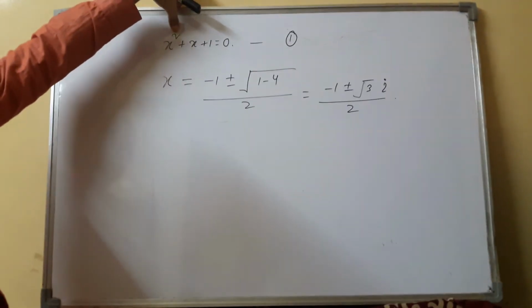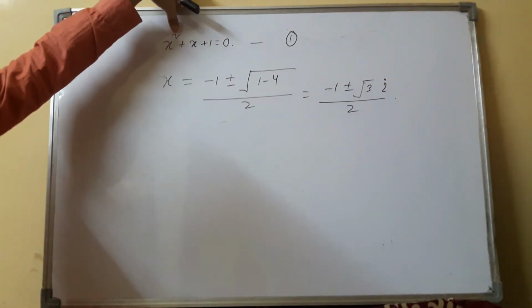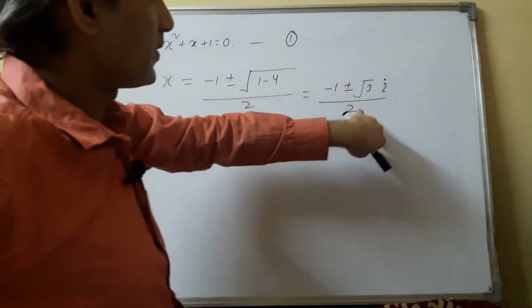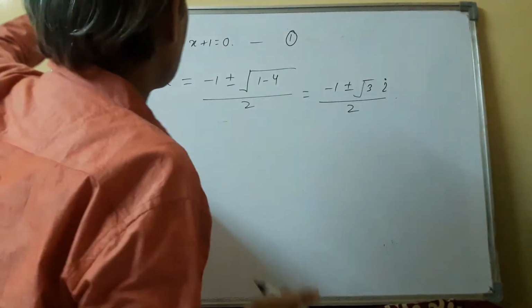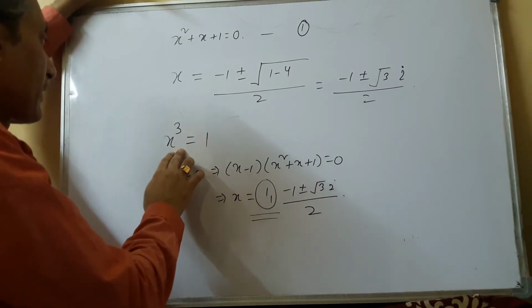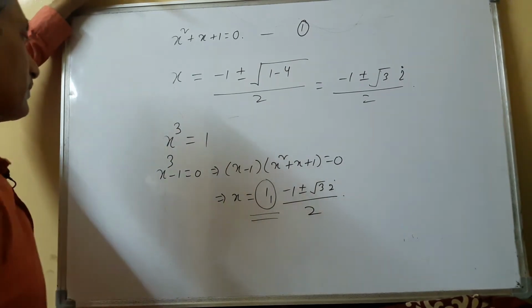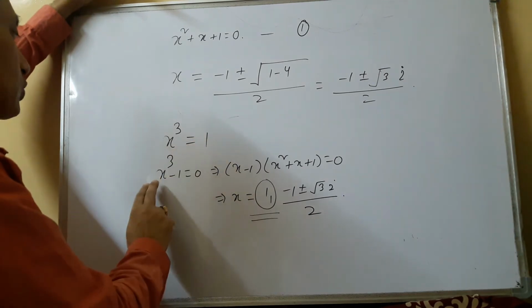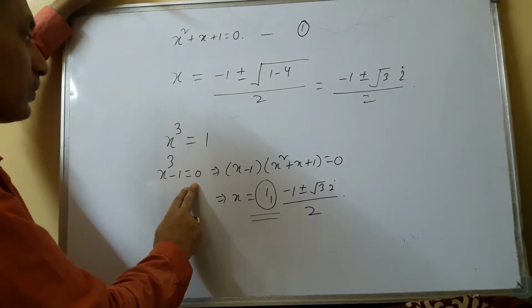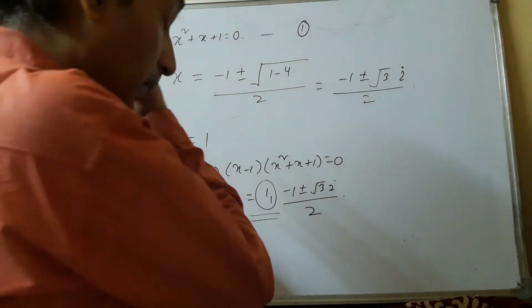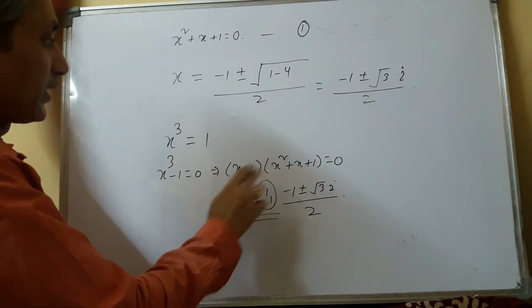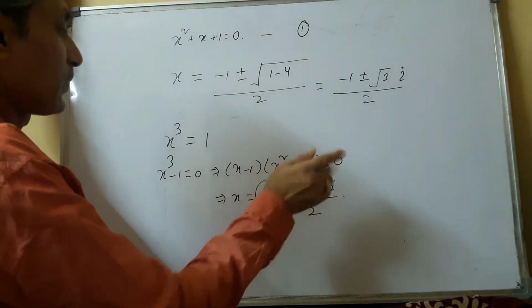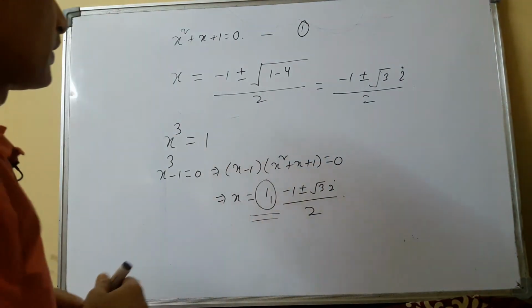Since the degree of this equation is 2, we are getting 2 solutions. But what about x equal to 1? So x cube equals to 1. So x cube minus 1 equal to 0. Now factorize it. It is in the form a cube minus b cube, a minus b into a square plus ab plus b square equal to 0.